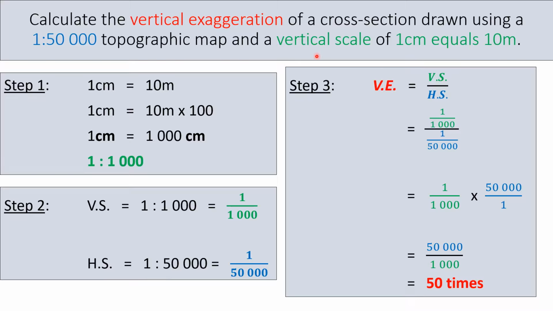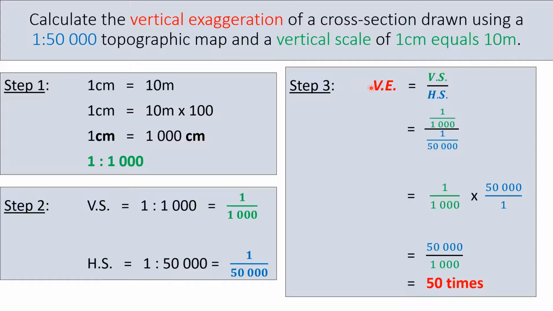Given a vertical scale of 1 centimeter equals 10 meters, your first step would be to convert the 10 meters into centimeters by simply multiplying by 100, so that 10 meters is the same as 1,000 centimeters, which would then enable you to rewrite the vertical scale in terms of a ratio scale of 1 is to 1,000.